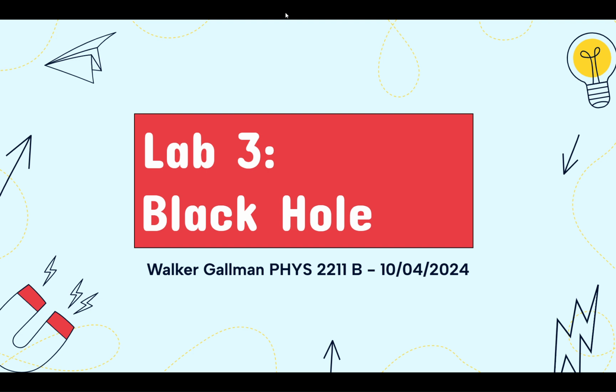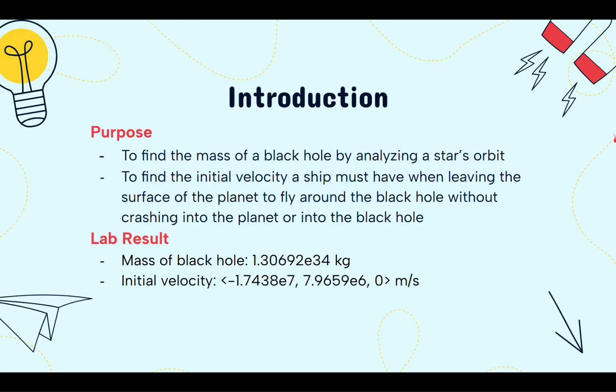Dr. Gallman. Today I'll be covering Lab 3 in Physics 2211 on the topic of black holes. To introduce this lab, the purpose is to find the mass of a black hole by analyzing a star's orbit. After this, the goal is to find the initial velocity a ship must have when leaving the surface of the planet to fly around the black hole without crashing into the black hole or into the planet, using the calculated mass of the black hole from Part 1.